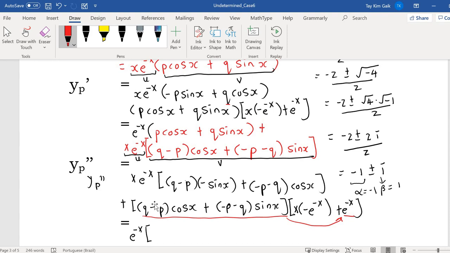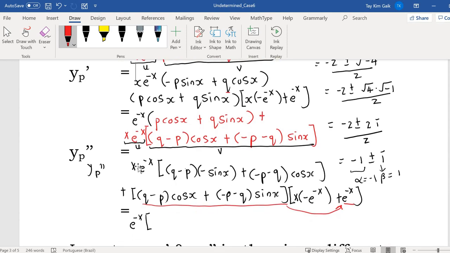Because this one, hold on. These two terms, we collect the x exponent negative x and x exponent negative x. You will know what happened because it is too messy. These two terms are only for the second term. I still have the first term here which I haven't differentiated.